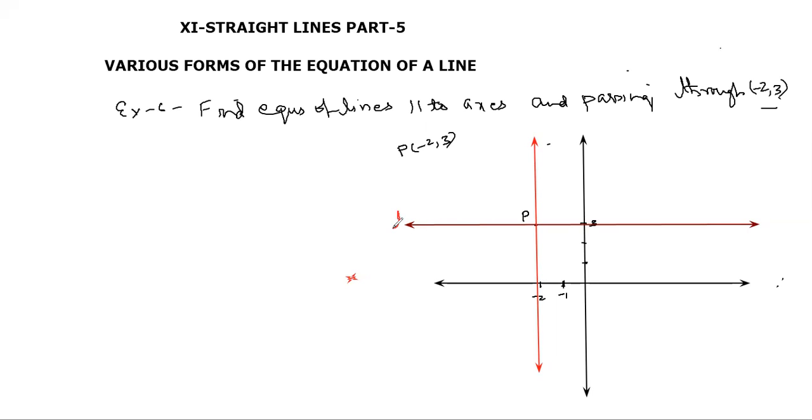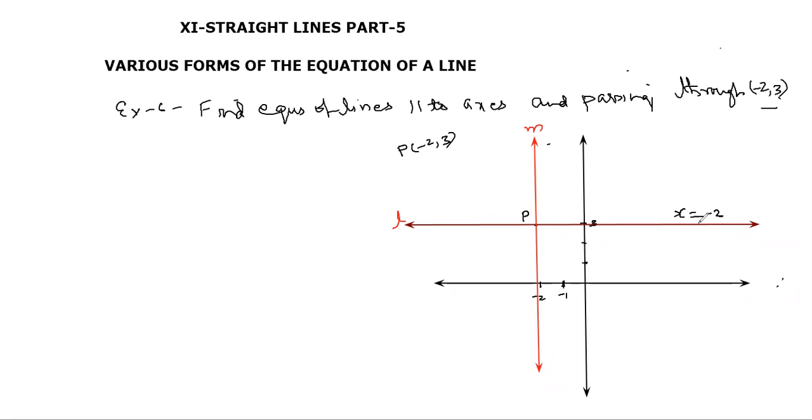These two lines, L and M, are passing through the point P. As I told you, here x is equal to -2 and y is equal to 3. So this line is parallel to the y-axis, so it will have x equal to whatever the point from which it is passing. It is passing through -2, so x is equal to -2 will be the equation of this line.